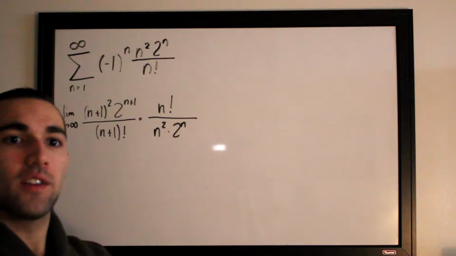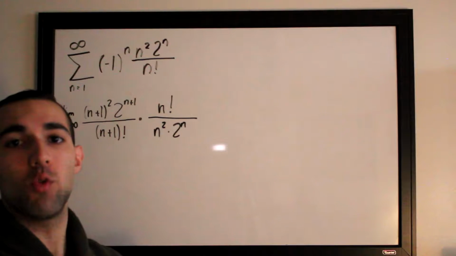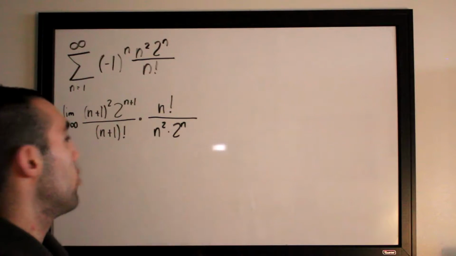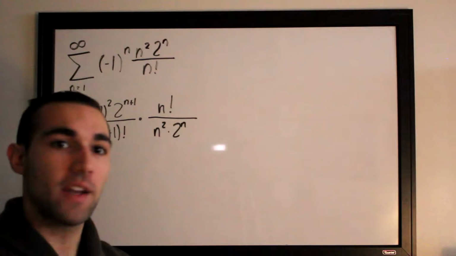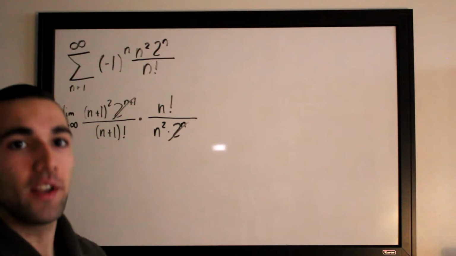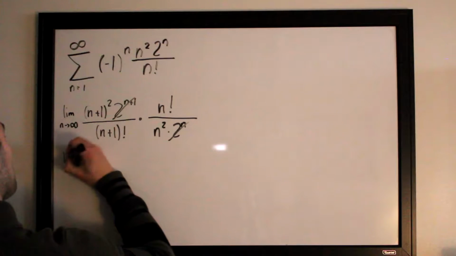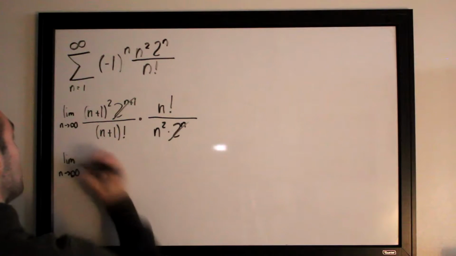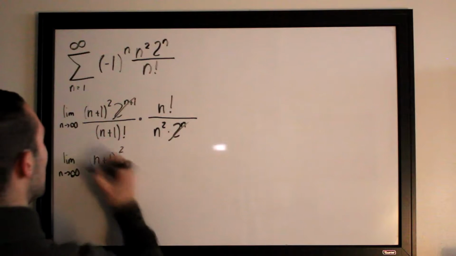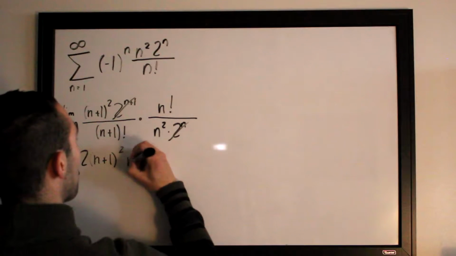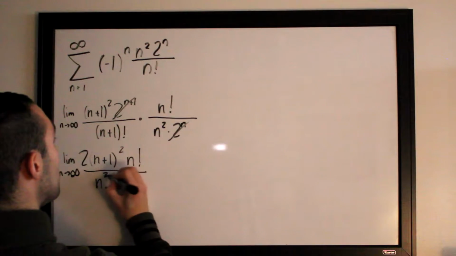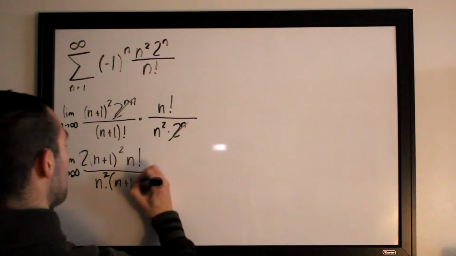Whenever we divide things with common bases with different exponents, essentially what you want to do is subtract their exponents. So if you wanted to divide 2^(n+1) by 2^n, you're essentially doing 2 to the n+1 minus n. So what you're going to be left with is just a 2 to the 1 in the numerator. So we'll rewrite that. This becomes the limit as n approaches infinity for (n+1)^2 times 2, I'll pull that out in front over here, times n factorial, all over n^2 times (n+1) factorial.